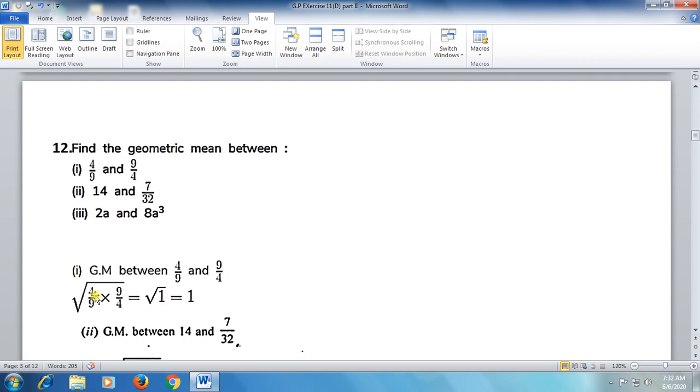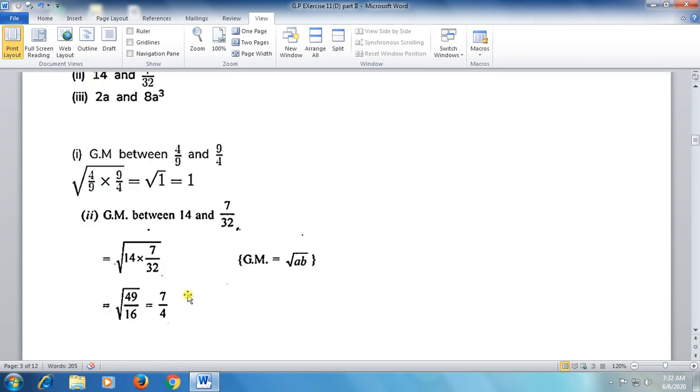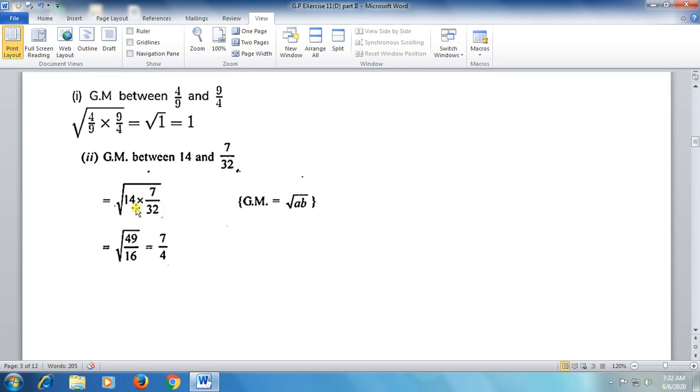Then the geometric mean will be equal to square root of a into b. That means to say 4 by 9 into 9 by 4. That 4 gets cancelled, 9 gets cancelled. So square root of 1 is equal to 1. Similarly, in the second question, 14 is a and 7 by 32 is b. The square root of the product: 14 and 32 will be cancelled. So 49 by 16 remains. Square root of 49 by 16 is 7 by 4.